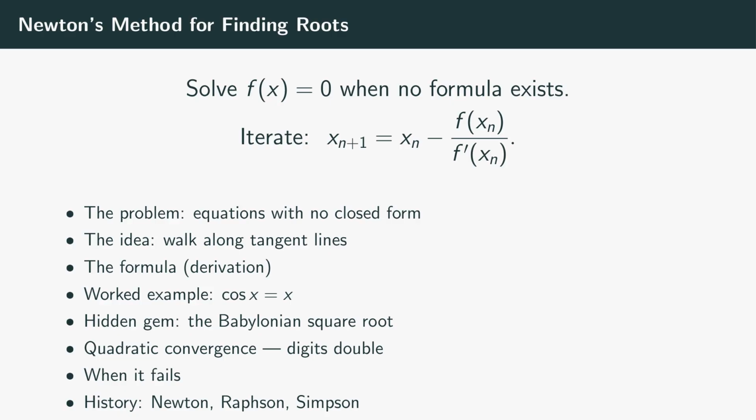The setup is dead simple. You have an equation f of x equals 0 that you cannot solve algebraically. Pick a starting guess. Draw the tangent line. Where the tangent crosses the x-axis is your next guess. Iterate. That's the whole algorithm.